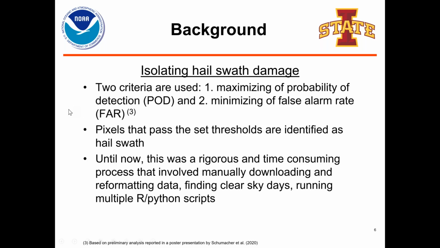And so when we set different thresholds for isolating that hail swath damage, we want one to be prioritizing that POD and one to be prioritizing that FAR. Those thresholds are going to end up being set in different places. But basically, any pixel on that NDVI change image that passes those thresholds or those tests is going to be identified as a hail swath.